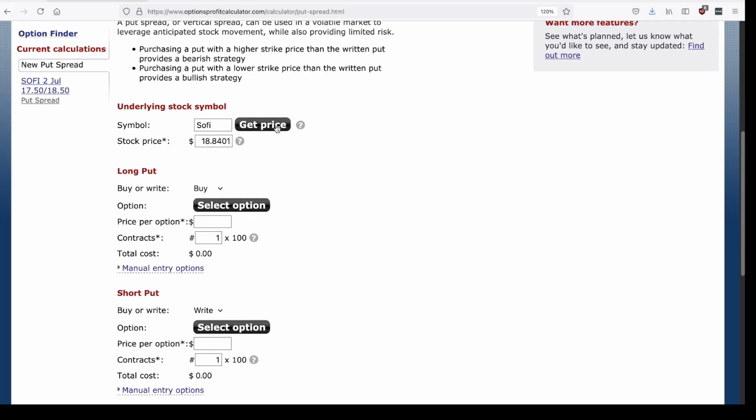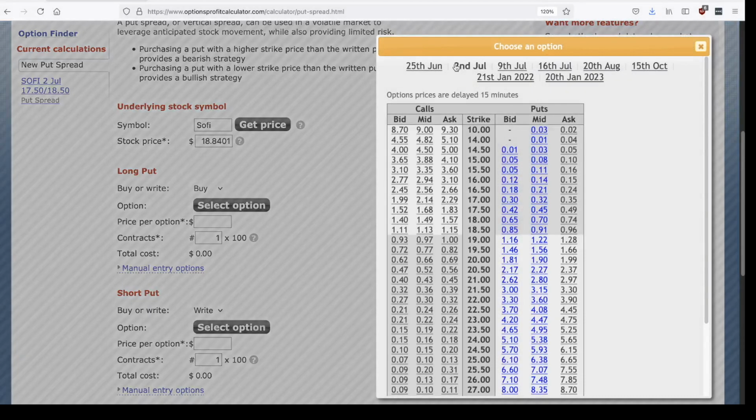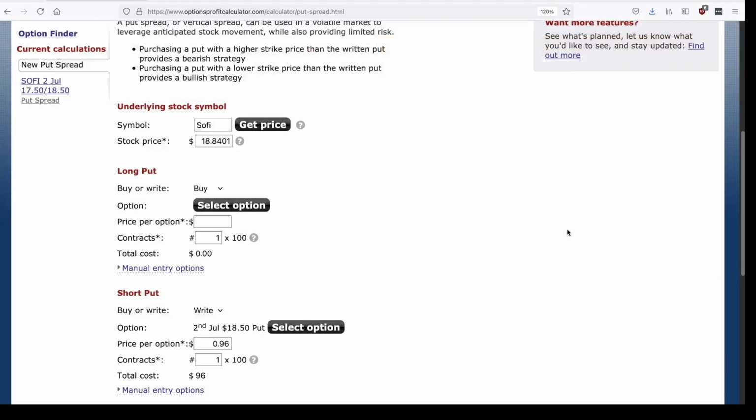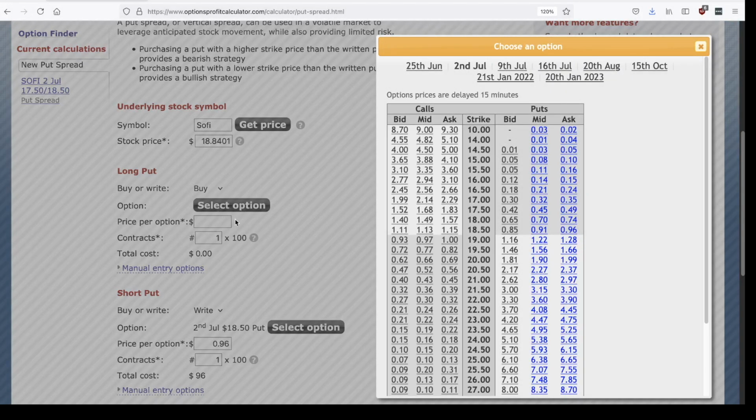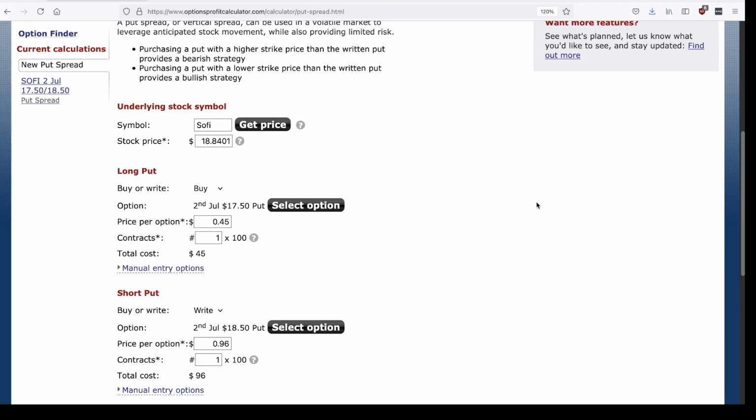So if you hit get price, it'll show you the price here. Then we're going to the short option. Click select. I'm going to do July 2nd because that's next week. And I'm going to sell the 18.50, saying I think SoFi is going to be above 18.50 at the end of next week. The next step is I'm going to click select option, and for the buy one, I'm going to move down $1 in strike price, so 17.50. And I'm going to go ahead and choose the 17.50.